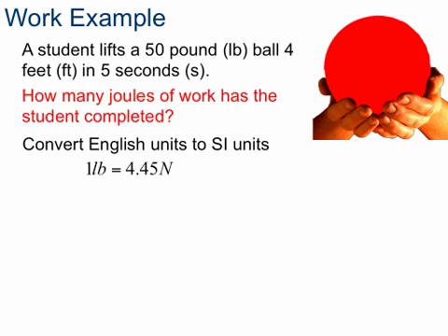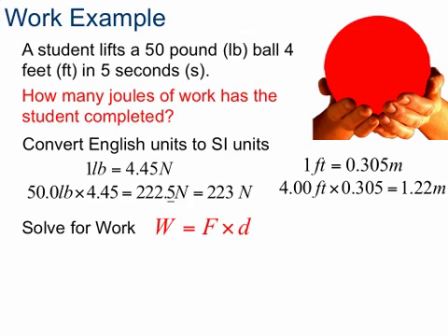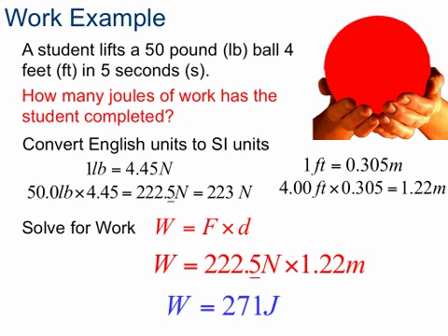So, here's a conversion. 1 pound is 4.45 newtons. 1 foot is 0.305 meters. Seconds, fortunately, we don't have to convert. So if we want to change 50 pounds to newtons, it's going to be 223. Take the 50 times 4.45. If we want to change 4 feet into meters, 1.22 meters. All right, so now we've got 223 newtons, 1.22 meters. Solving for work, we put those numbers in, and we get 271 joules.